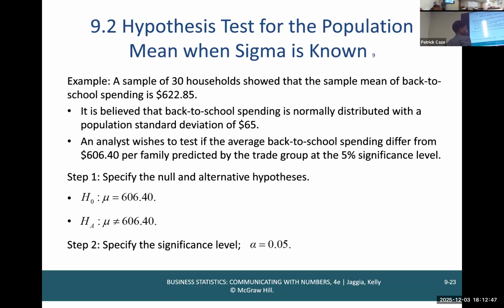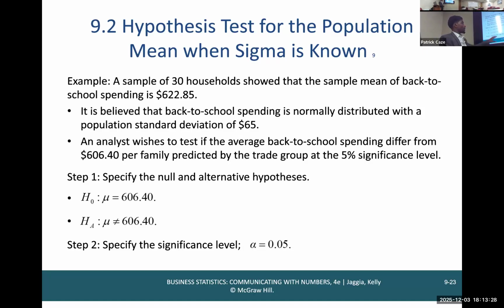But here, right, it says 606.40, right? That is the mean that's given to us for the null, all right? And this particular example is asking whether the average back to school spending differs, right? So notice the wording, right? Differ from the 606.40, right? We're not saying it's less than or equal to that, we're just saying it's different, right? And so that indicates to me that we need to use the equal and not equal, right? The null is saying the mean is equal to 606.4. The alternative is saying that the mean is not equal to 606.4.